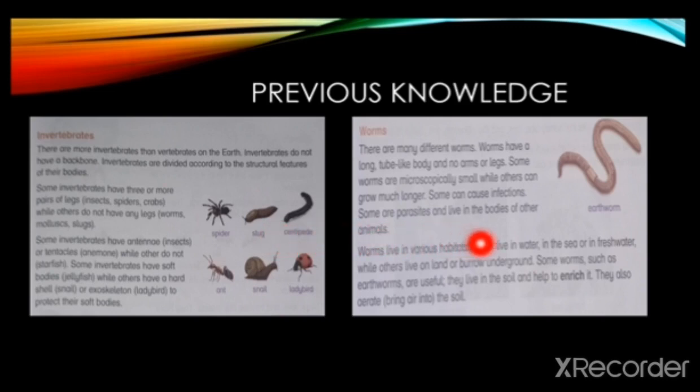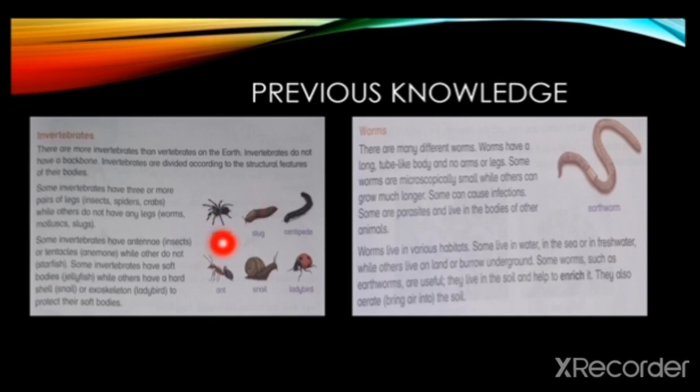We learned about worms and today we discuss insects. But before this, let's summarize the previous topic. Invertebrates are divided according to the structural features of their bodies. Some invertebrates have three or more pairs of legs, like insects, spiders, and crabs.